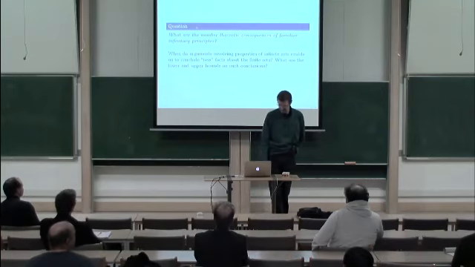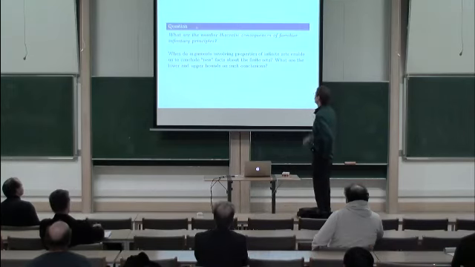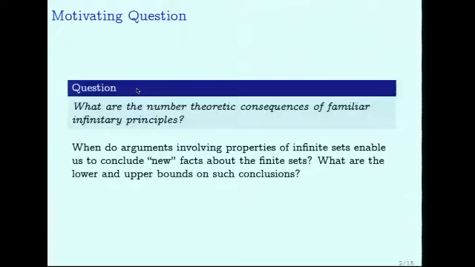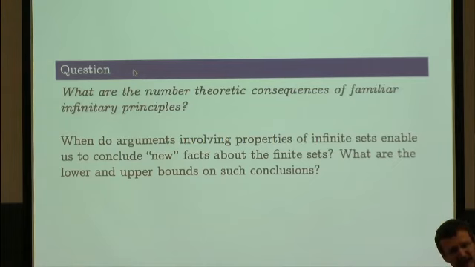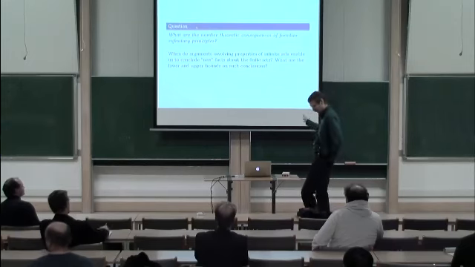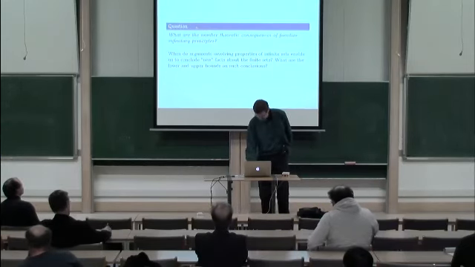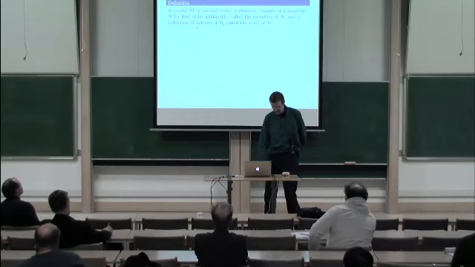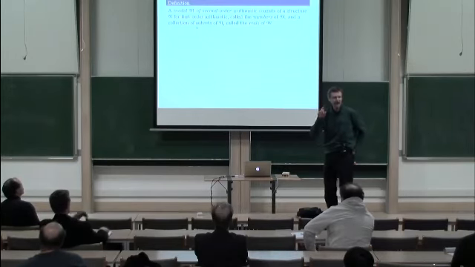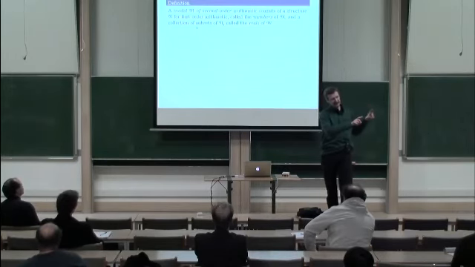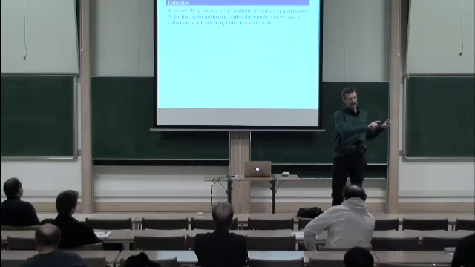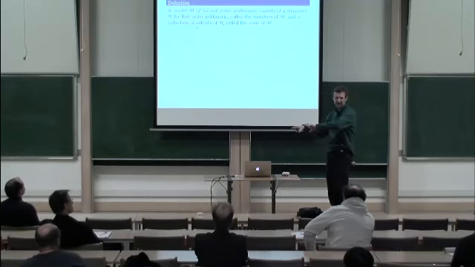Okay, so the motivating question is, when do arguments involving properties of infinite sets enable us to conclude facts about the finite sets? And I wrote this word "new", which means that it's going beyond what we've already assumed is true for the finite sets. So that's the question. Now, in order to phrase that question, I'm going to set it up twice. The first time is model theoretically or semantically, and then we'll look at it formally.